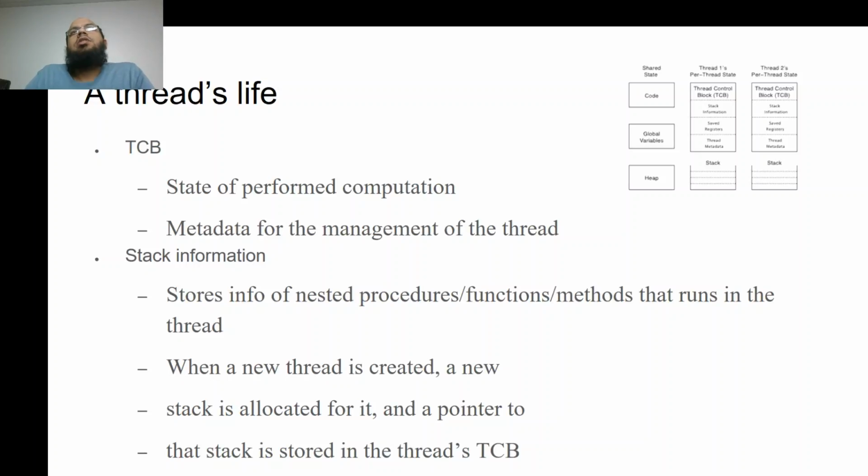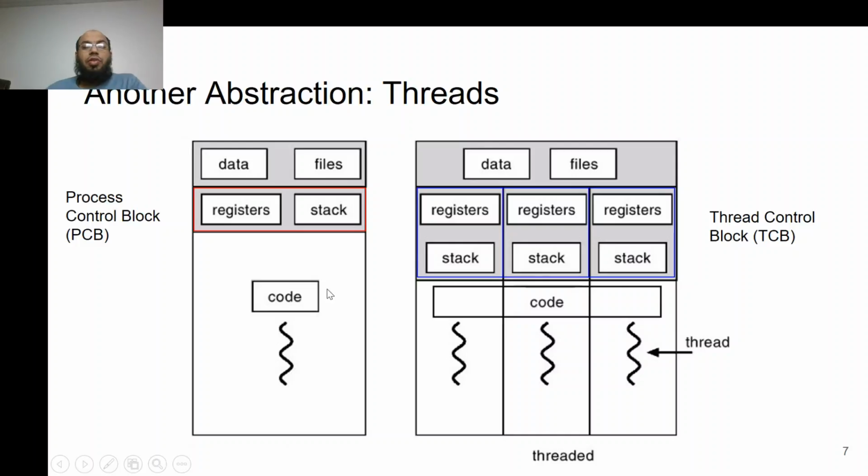So you no longer have a single hierarchy of things. You have applications with multiple threads that are running in parallel, and the thread data will contain stack information that stores information of nested procedures, functions, and methods that run in the thread. When a new thread is created, for example, a new stack is allocated for it, and the pointer to that stack is stored in the thread's TCB. So this is how things are.